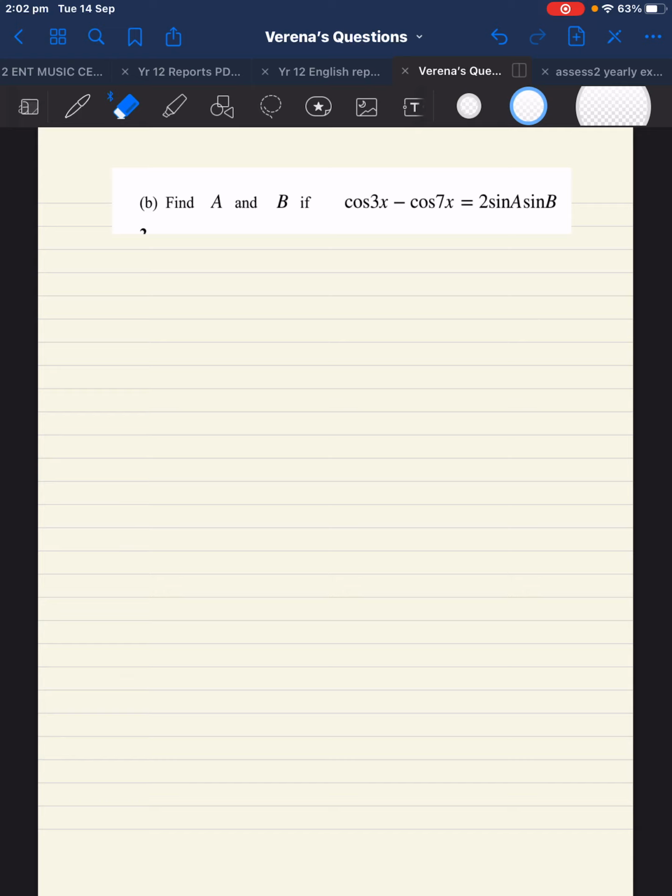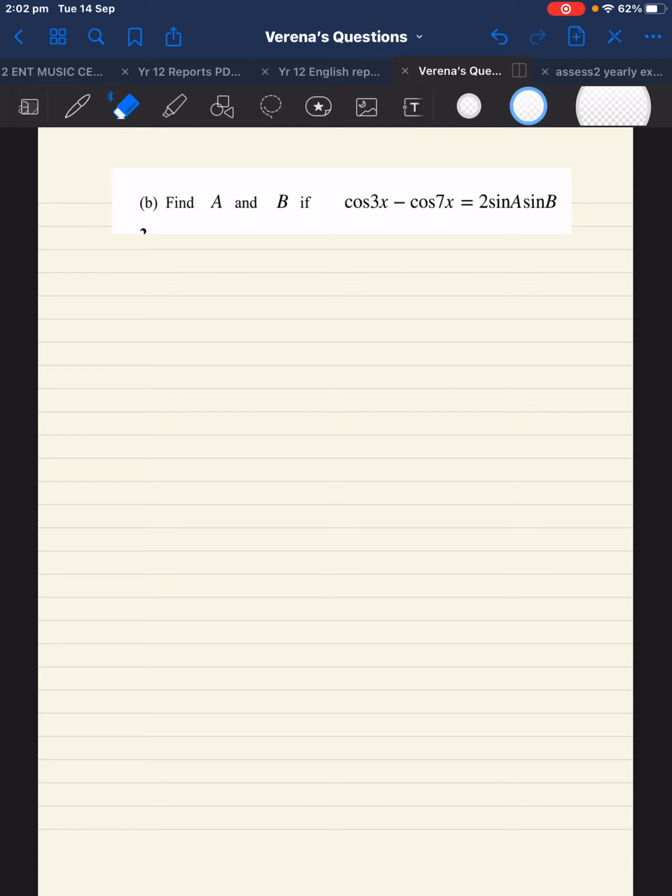Okay, so for this next one, this is question 11B. B is completely different from question 11A, so you don't need to have done 11A to do 11B. They're completely different questions. In this particular case, they're asking us to find A and B, and this is all they've given us.